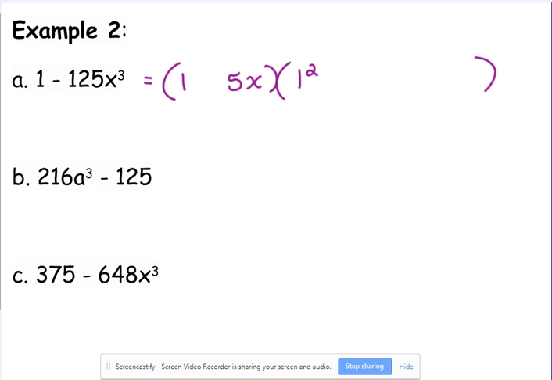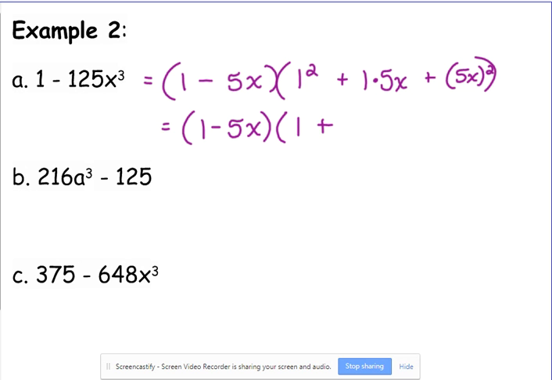Here's what I was talking about. I'm going to show my work a little bit better. We multiply the two numbers together, 1 times 5x, and then we square the 5x. So here's the result. And then this time it's a negative, the opposite is positive, and the last one's always positive. So we've got 1 minus 5x times 1 plus 5x plus 25x squared.